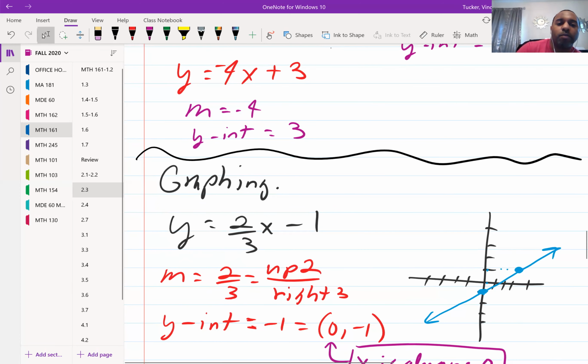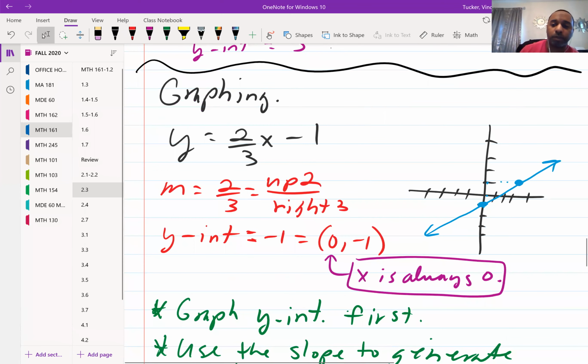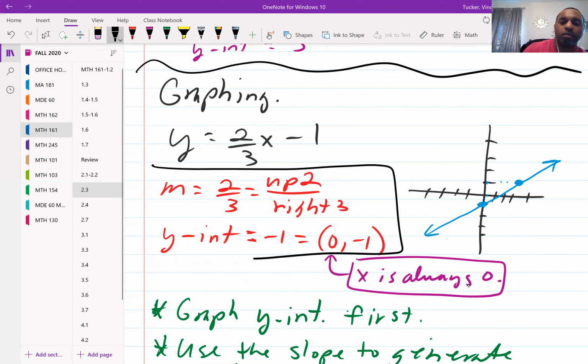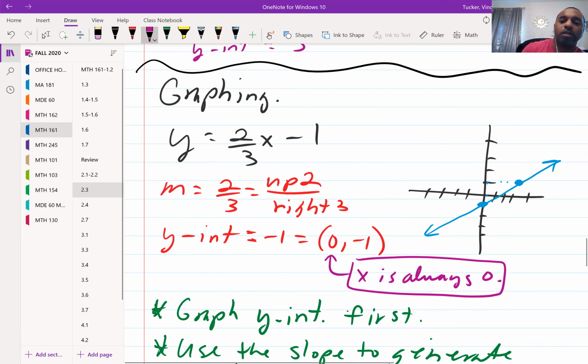All right, so looking at y equal to 2/3 x minus 1, and we want to graph that. First thing we'll do is gather the information, which is right here. We have y equal to 2/3 x minus 1. It's already in slope intercept form, so we know our slope is 2/3, and our y-intercept is -1. So now, because it's positive 2 over positive 3, we know we're going to go up 2, right 3.